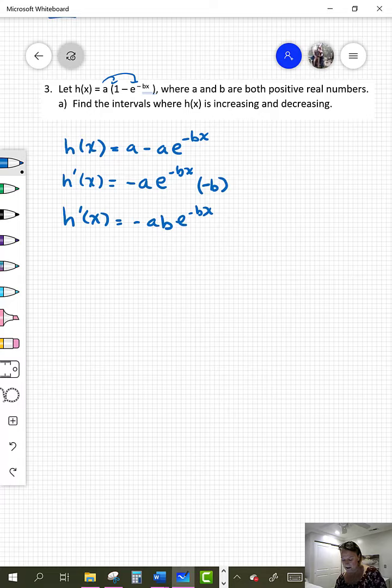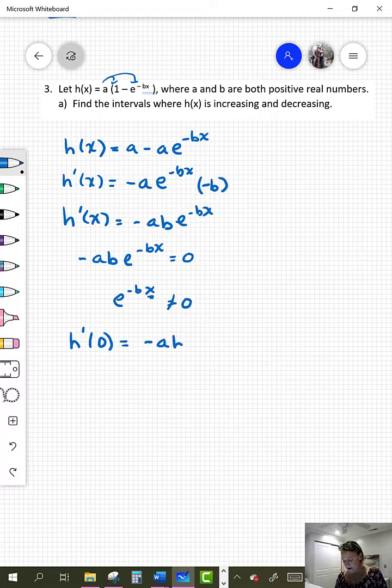Well, it's defined everywhere, and then looking at when is negative ab times e to the negative bx equal to 0. Well, e to the negative bx, there's no value that will make it equal to 0. This is not possible. So this tells me that this is either strictly increasing or strictly decreasing. And this is defined everywhere, the derivative. And so let's just try one value. If we plug in 0 into the derivative, we want to see is this positive or negative.